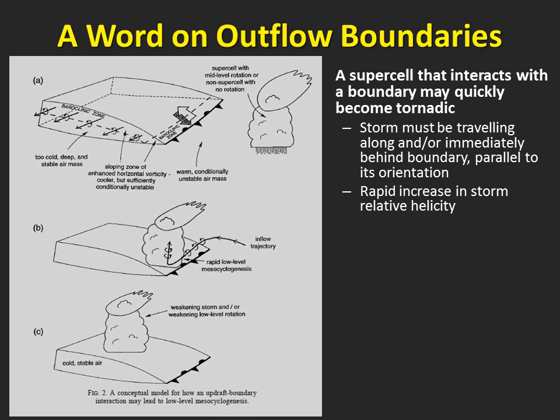At the same time, cloud base is lower because air along and just behind the boundary is normally cooler than the air ahead of it. This causes clouds to form at a lower elevation, ultimately lowering the cloud base. With lower cloud bases and stronger storm rotation, tornado potential increases. Storms can become tornadic in a hurry along boundaries, and it's critical to pay attention to them if you're out spotting.